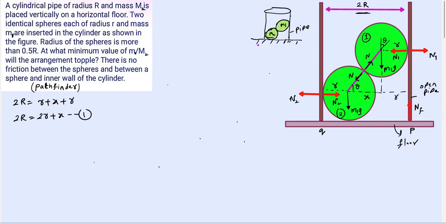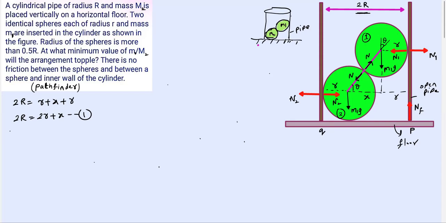First, the normal contact by the second sphere on the pipe is N2, by the pipe on the second sphere N2, by the first sphere on the pipe N1, by the pipe on the first sphere N1, and weights M1g, M1g. The normal contact by the second sphere on the first sphere, and by the first on the second, acts along the line joining them, the common normal. So these are the basic things.